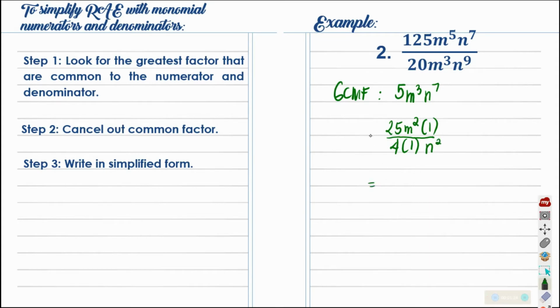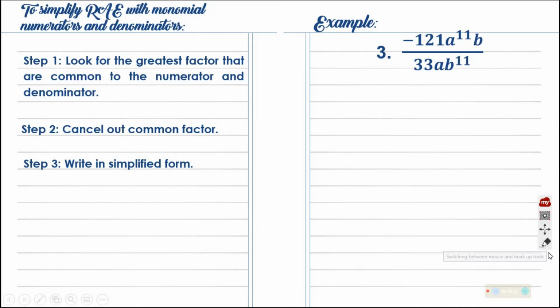Now, if we rewrite this, we have 25 m squared times 1, the answer is 25 m squared, all over 4 times 1 times n squared, the answer is 4n squared. So, this will be our final answer for our example number 2. For example number 3, we have here negative 121 a to the 11th power b all over 33 a b to the 11th power. So, what is the GCMF among the numerical coefficients?